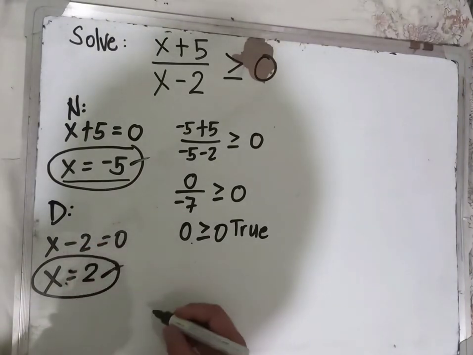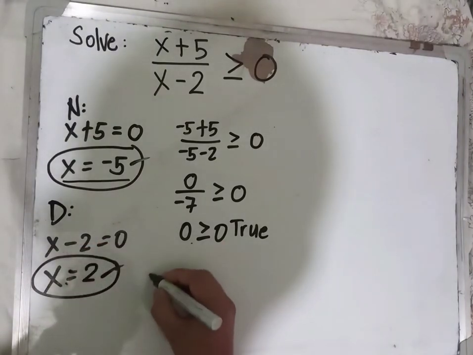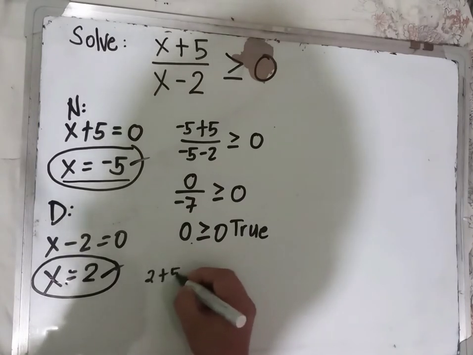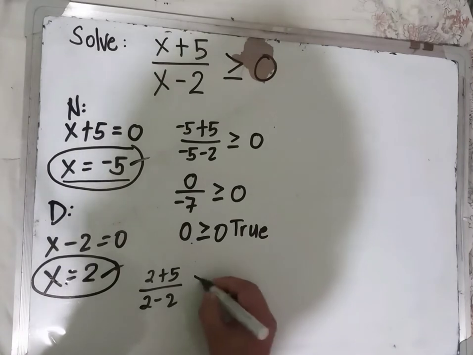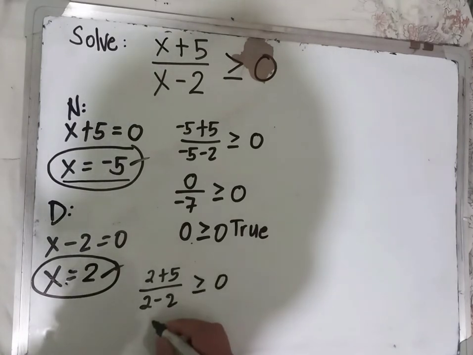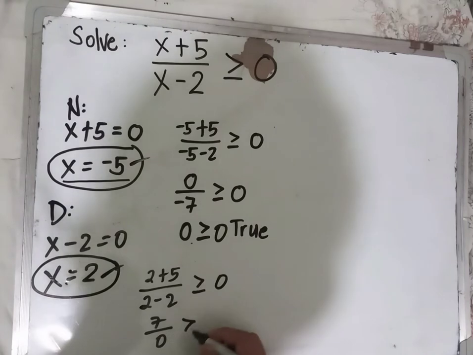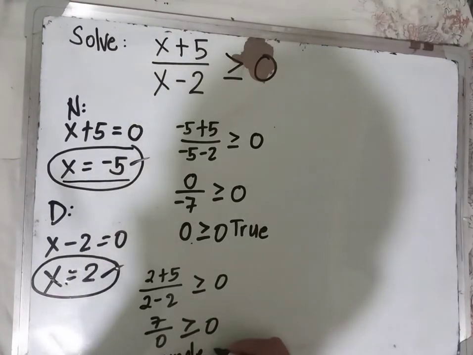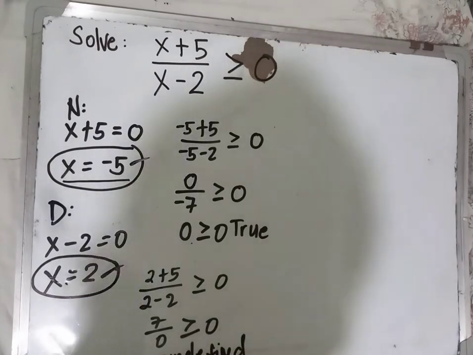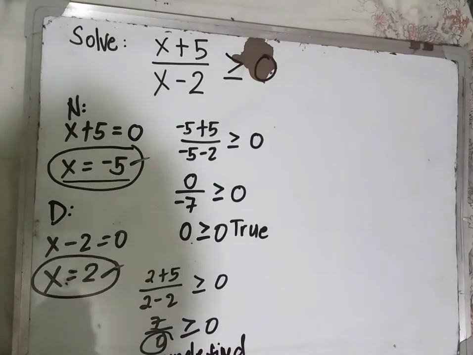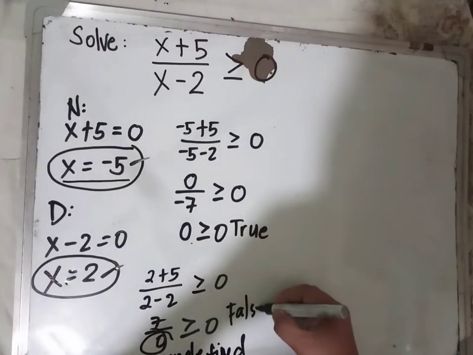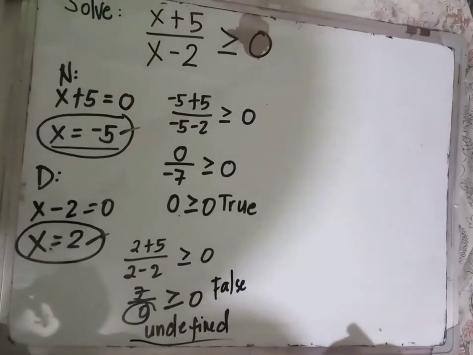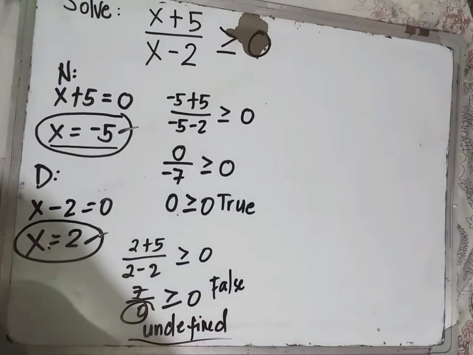How about positive 2? So positive 2 plus 5 over positive 2 minus 2 greater than or equal to 0. So that is 7 over 0 greater than or equal to 0. So that is undefined, kasi yung denominator natin is 0. So automatically that is undefined. So that is false.